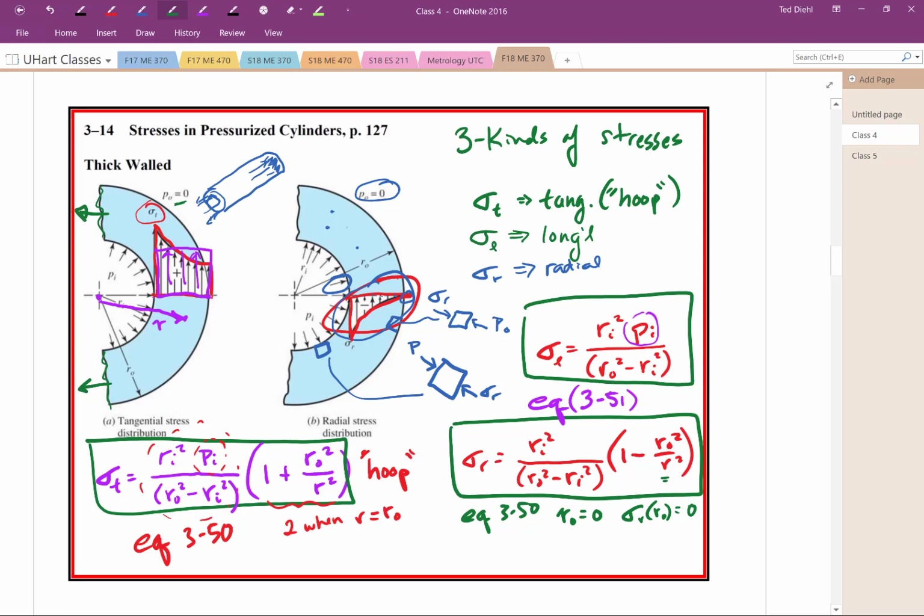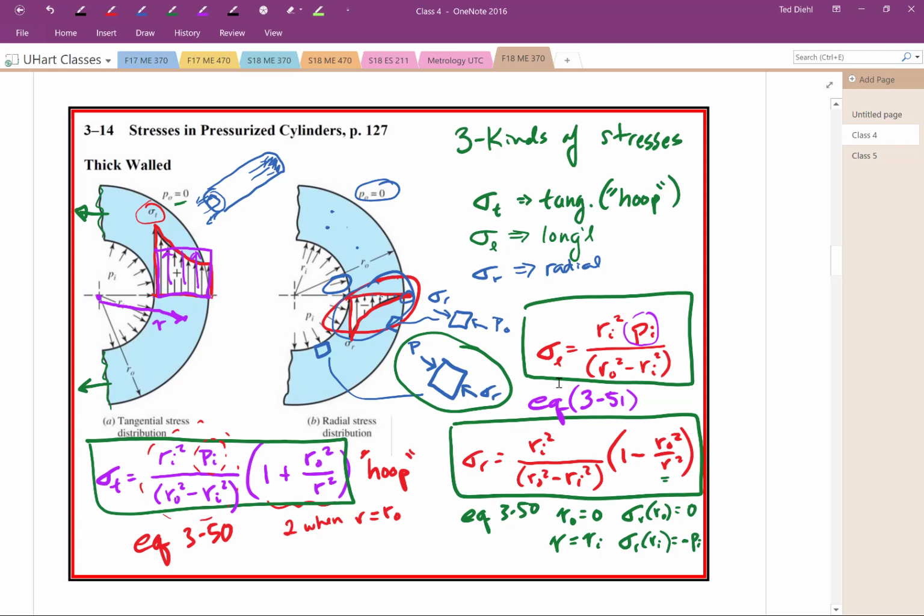Also, at this point it's good to compare the radial and the hoop, and you'll notice that they're pretty much the same, except that one has a plus and one has a minus. Also in the radial, notice that when r is equal to Ri, this would require a little bit of algebra, so it's not necessarily obvious, but you end up getting negative Pi. That makes sense because it's a compressive stress. On the inside, there's compression from the pressure.